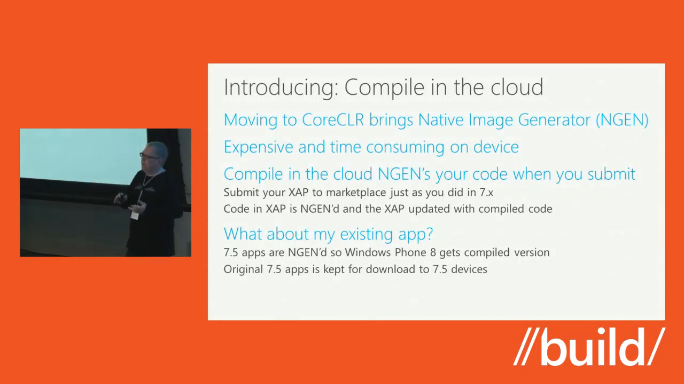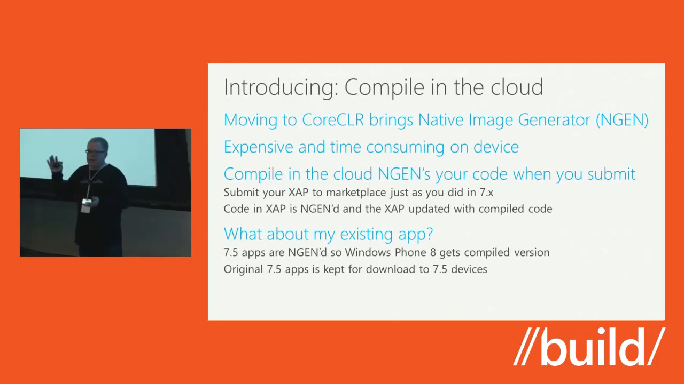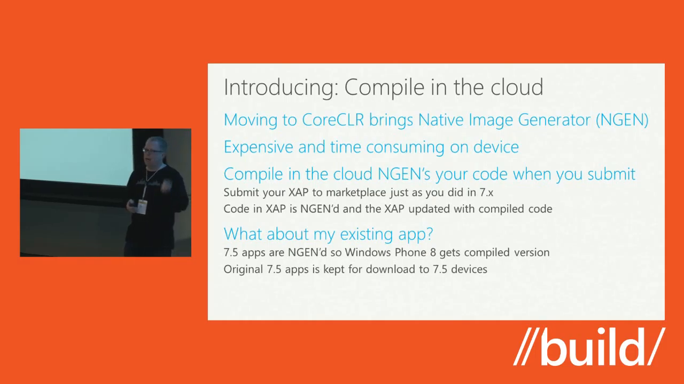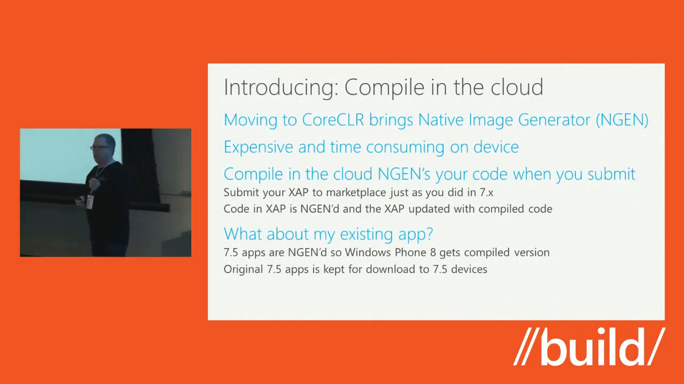So we've introduced compile in the cloud. What that means is you take your existing XAP, for those familiar with Windows Phone 7, you ingest it into our marketplace, and we actually run NGen at that point for you. We break open your XAP, take all your DLLs, run NGen on them, and rebuild your XAP with the native images built into it. That means your users are always going to be downloading the compiled version, the most optimized version they can for your phone. Every time you ingest, we'll do that for you.